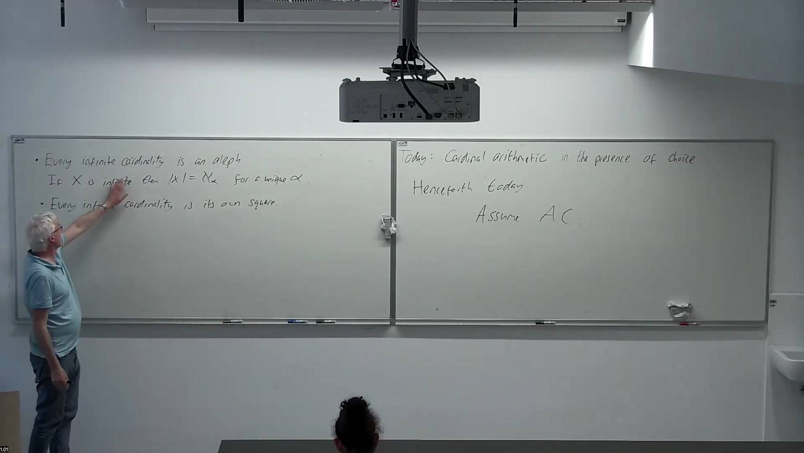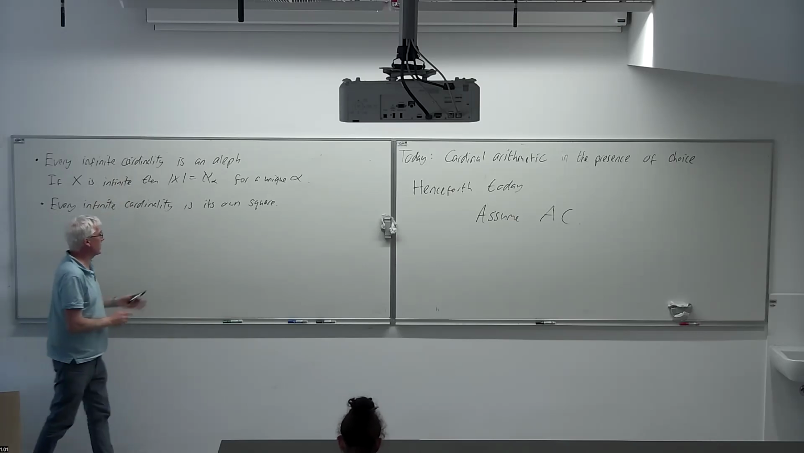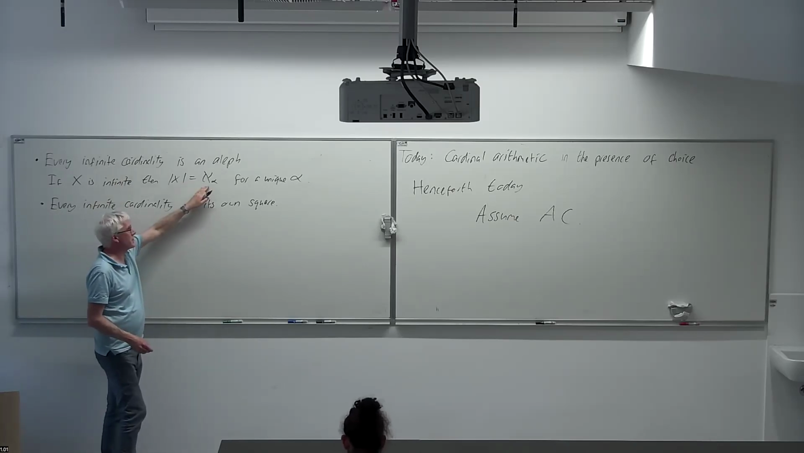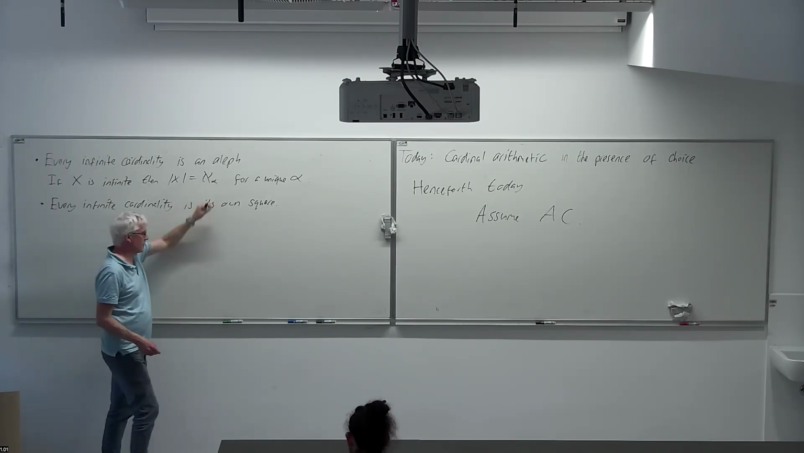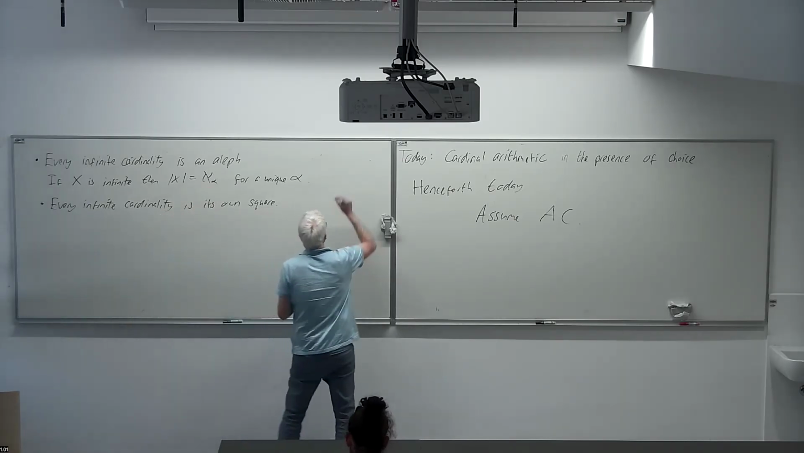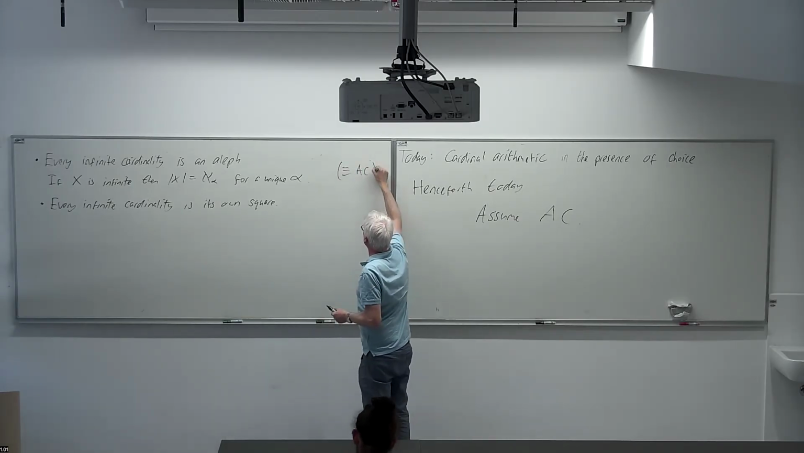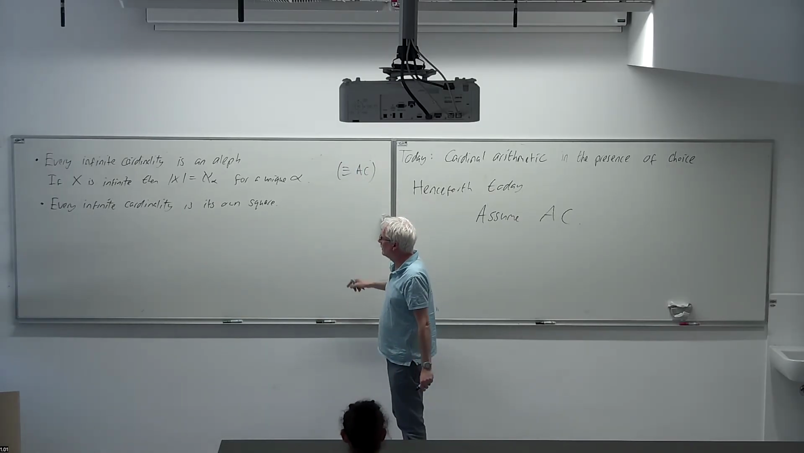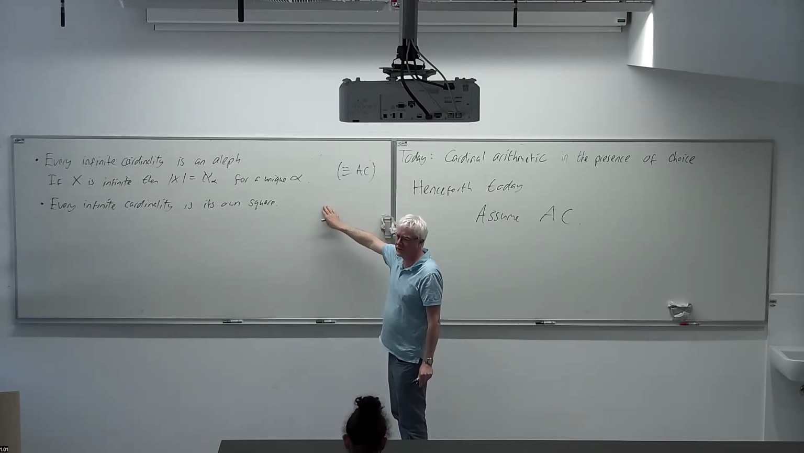By the way, the statement that every infinite cardinality is an aleph, in other words, every infinite set is equivalent to an aleph, that's easily equivalent to saying every set is well orderable. So this property is equivalent, not just a consequence of the axiom of choice, but it's equivalent to the axiom of choice. Also, the statement that every infinite cardinality is its own square is equivalent to the axiom of choice. I seem to remember finding this online about 3 years ago, but it's not trivial.